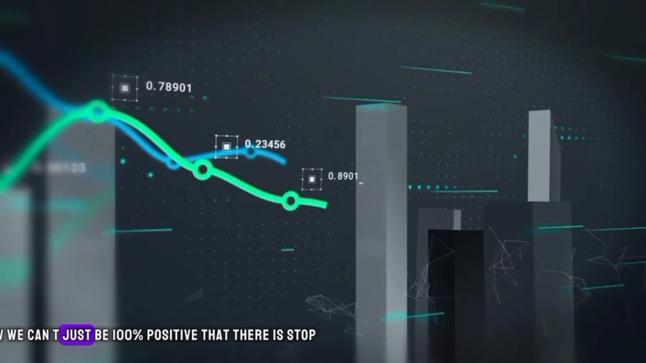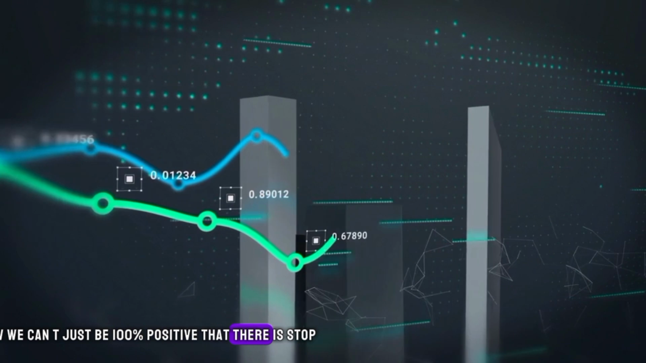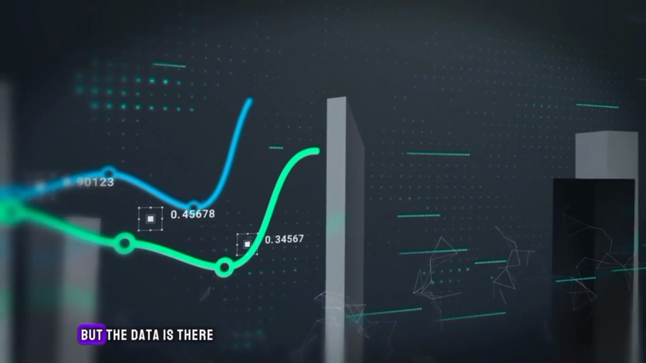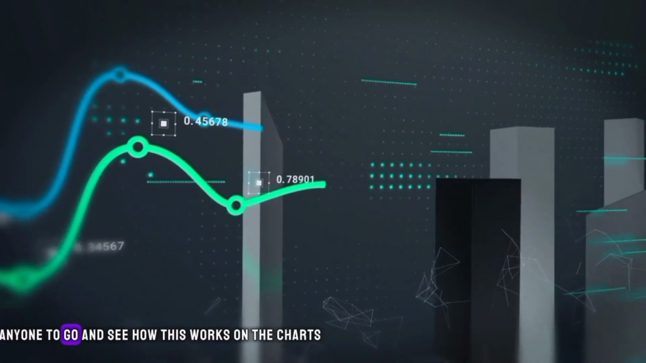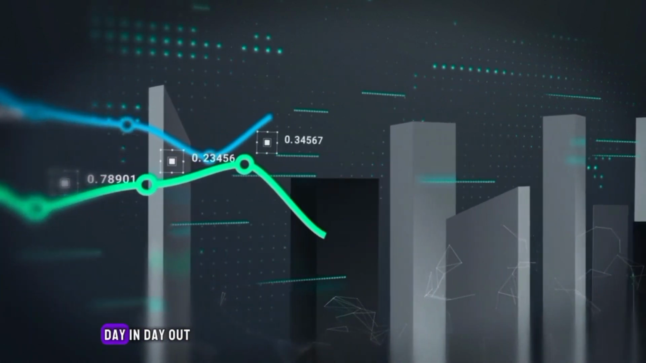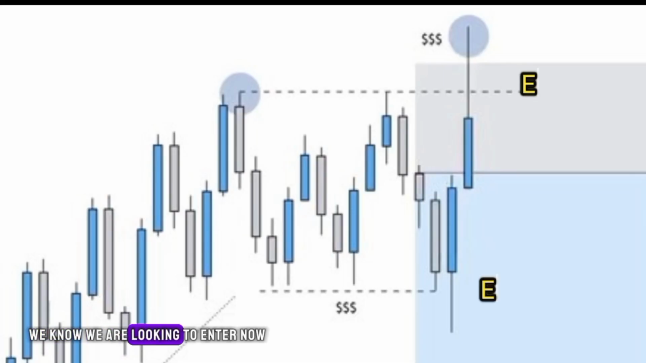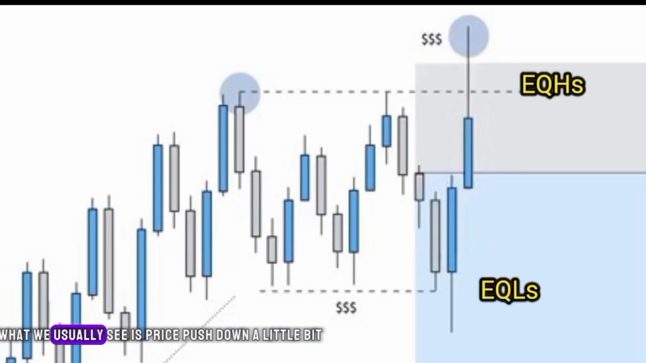Now we can just be 100% positive that there are stop losses here, because we don't know, we're just assuming, but the data is there for anyone to go and see how this works on the charts day in day out. So once we get this, we know we are looking to enter now, and what we usually see is price push down a little bit.